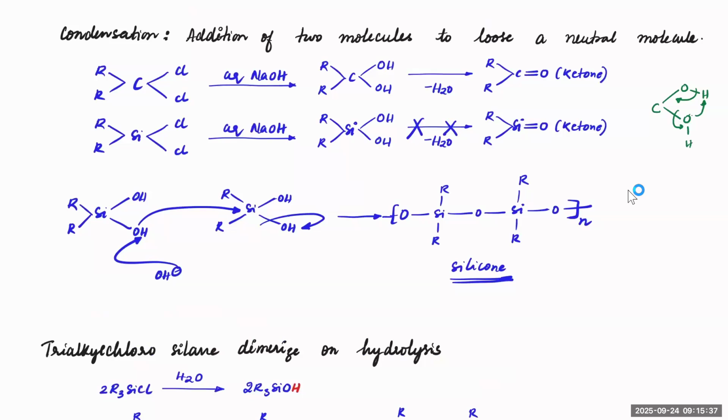Now as you heat it, what happens in basic medium, because you're still in a basic medium, so OH minus will take H plus from here, and this O minus will again attack back on silicon to remove this OH minus. That leads to formation of that polymeric form. And that's how you can see the silicon, oxygen, silicon linkage established here. Are you clear with that?